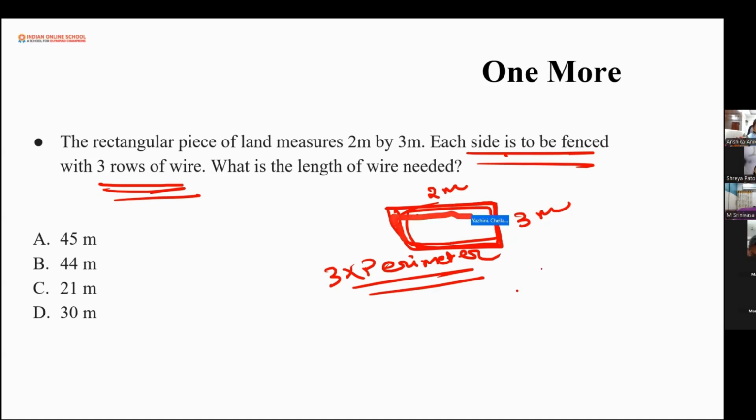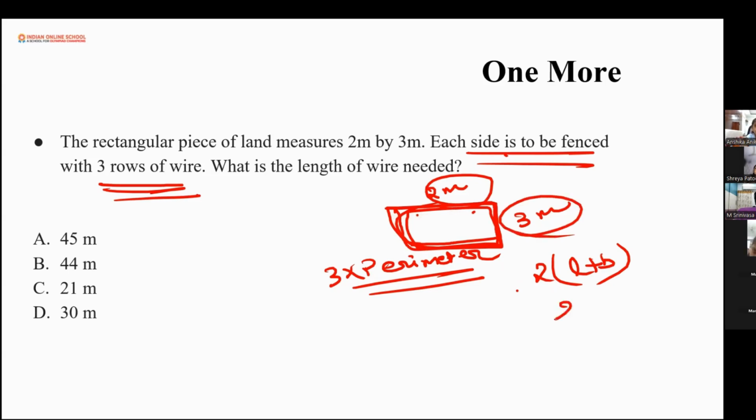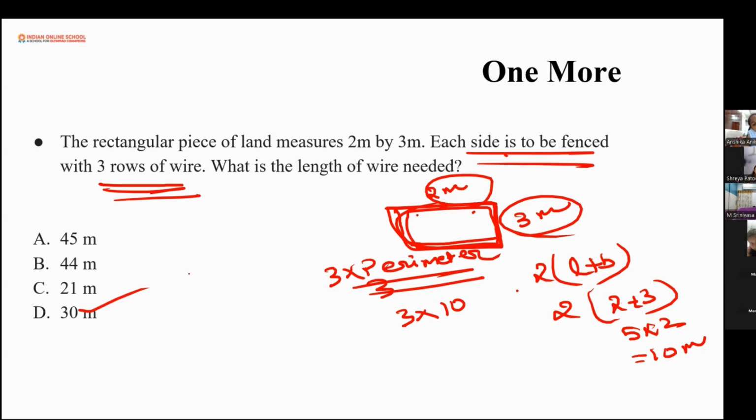So the perimeter of this land is what? 2 times length plus breadth. 2 times 2 plus 3. 2 plus 3 is what? 5, correct? 2 times of that is 10. So 10 meter is the perimeter. But you have to do it with 3 rows. So 3 times perimeter you have to find. 3 times 10. That's 30 meters as the answer. Am I clear? Yes. Ma'am, that was a bit difficult.